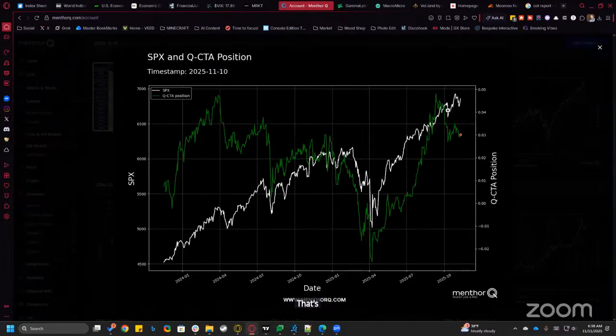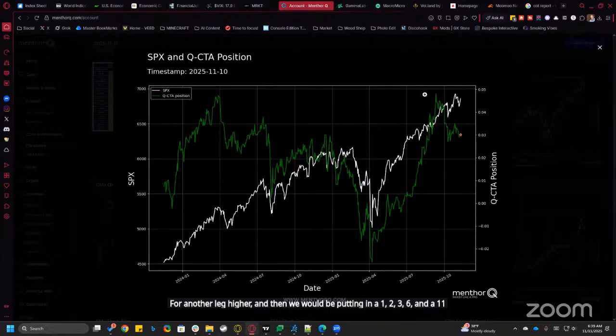That's a 786 pullback too, by the way, huh? So until we break 786, I don't see any reason for us to go to the half. This could be the Adam Grimes pre-consolidation breakout for another leg higher. And then we would be putting in a 1, 2, 3, 6 and a 111 up here to see where the next pause point would be.